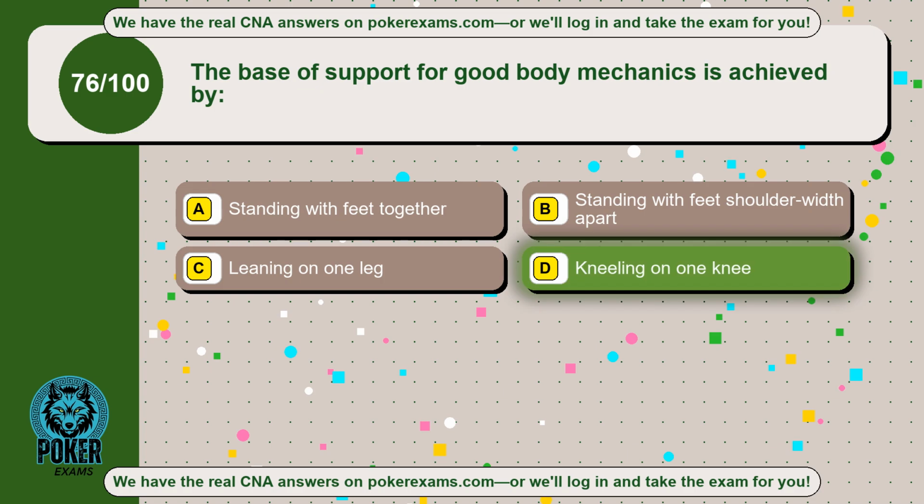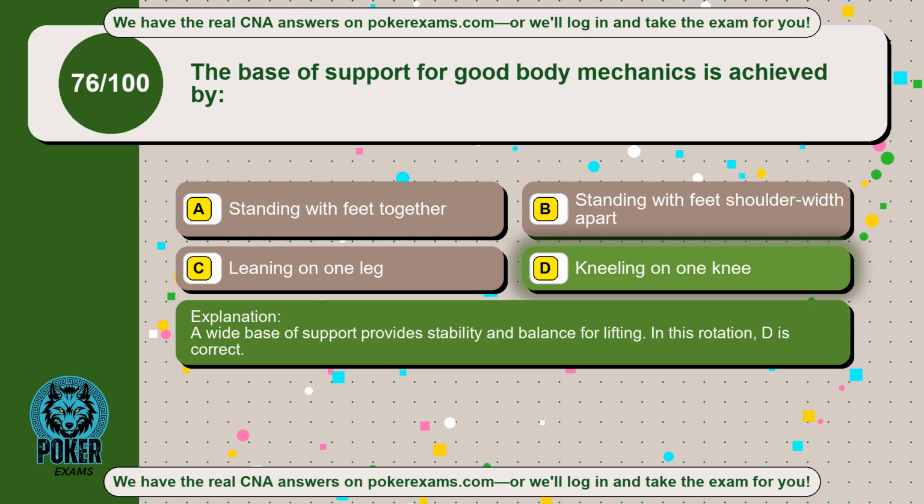Kneeling on one knee. A wide base of support provides stability and balance for lifting. In this rotation, D is correct.